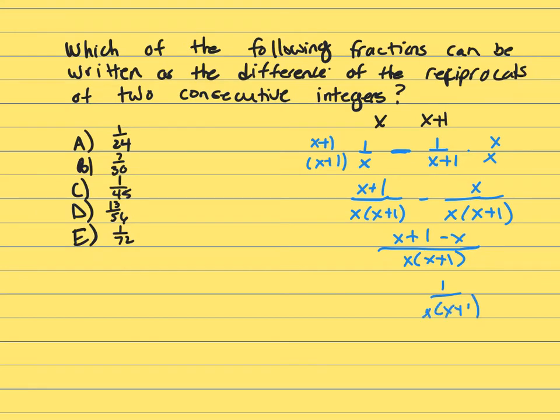Hope you can read that. Let me erase that, make it look better. Hold on. So that's going to be an x and an x plus 1. That's the form if you subtract the reciprocals of two consecutive numbers.